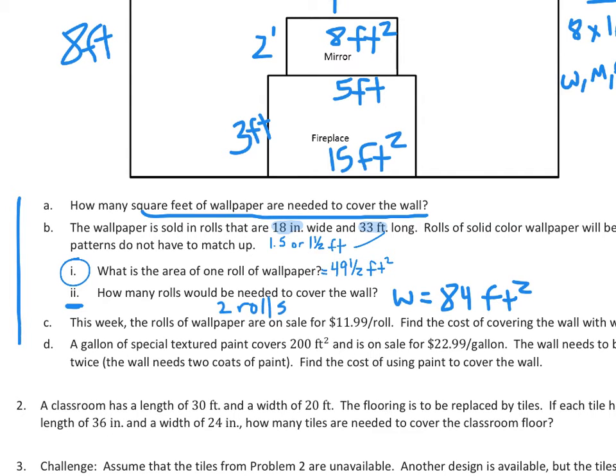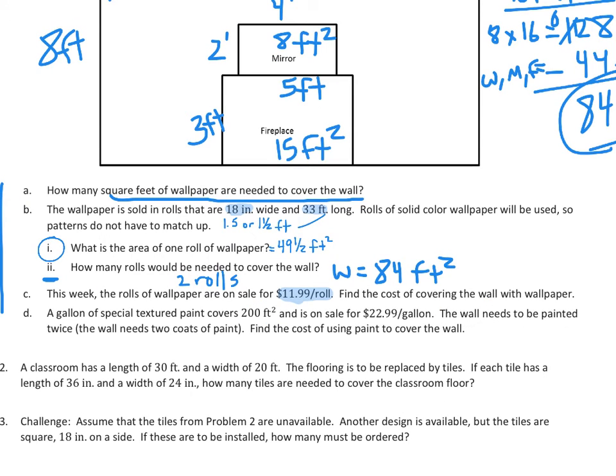All right, let's check out C. For C, we're going to assume that there's no tax. $11.99 a roll. That's basically $12 a roll, and we need 2 of them. So that's $24 minus 2 cents, because 99 is 1 cent less, twice. The total cost for the 2 rolls, I'm just going to write it right here, is $23.98.